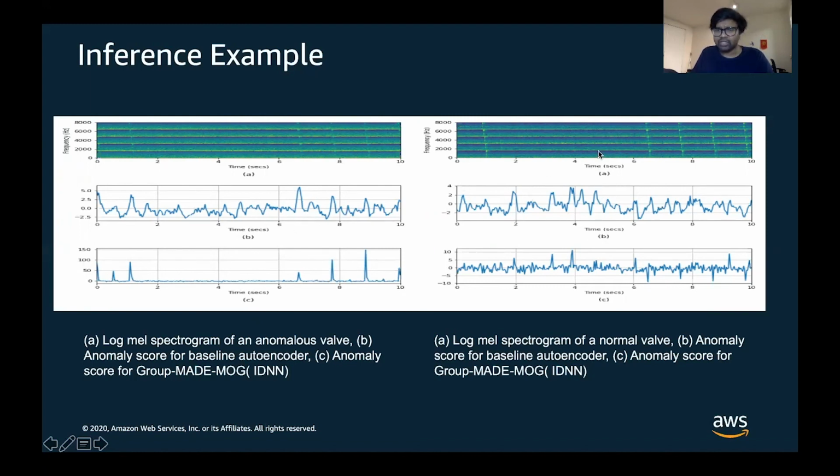Similarly, for normal data points, so this is a normal recording, you can see that even if you look at the scale, for both the baseline and GroupMADE, the anomaly scores are reasonable. It's not too high. So if you just threshold them, you can tell that it's a normal data point. The key thing here to see is for the baseline, for both normal and anomalous data points, the range of the anomaly scores is very close to each other. While for GroupMADE, it's definitely picking up the anomalous data points well by giving a really high anomaly score.